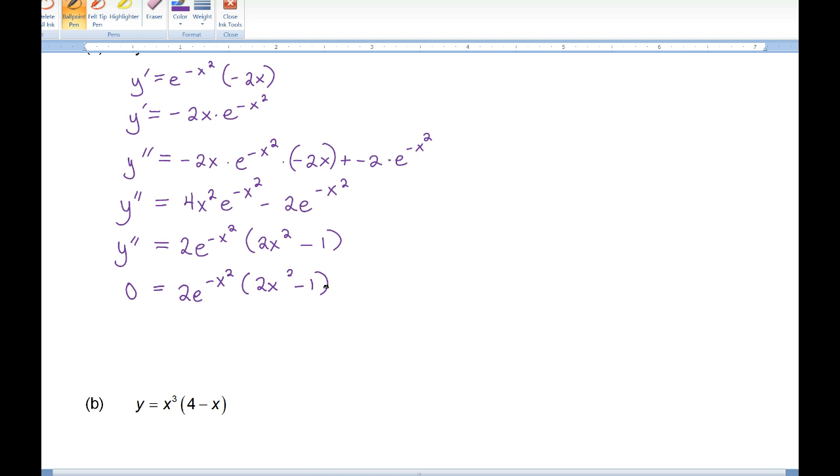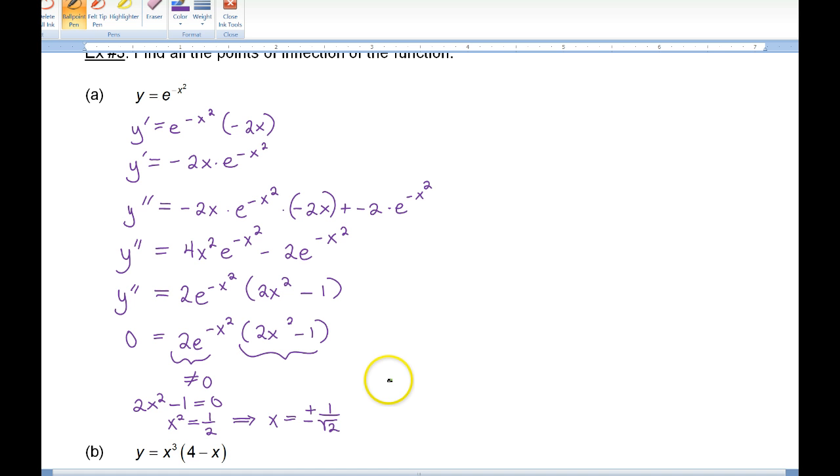So when I look to see where the second derivative is equal to 0, the first part will never be equal to 0, right? Because that's e. However, if I take a look at the second part, the 2x squared minus 1, set that equal to 0. So we get x squared is 1/2, which implies x is equal to positive and negative 1 over root 2. If you want, you can rationalize that to the square root of 2 over 2, but you don't need to.